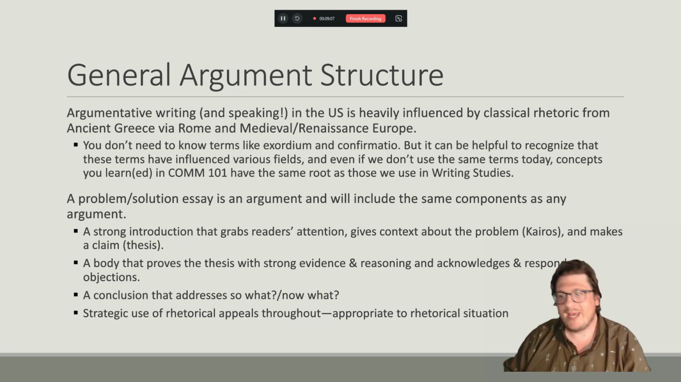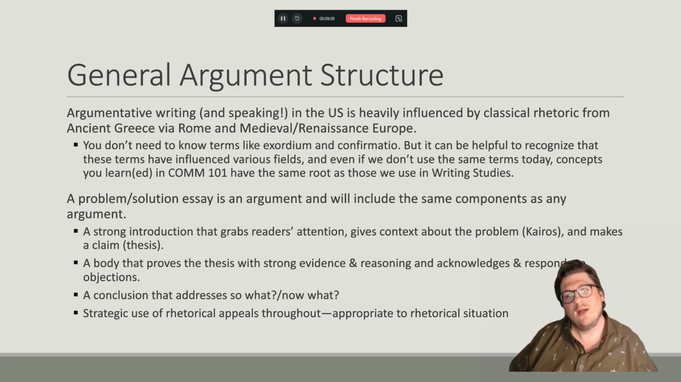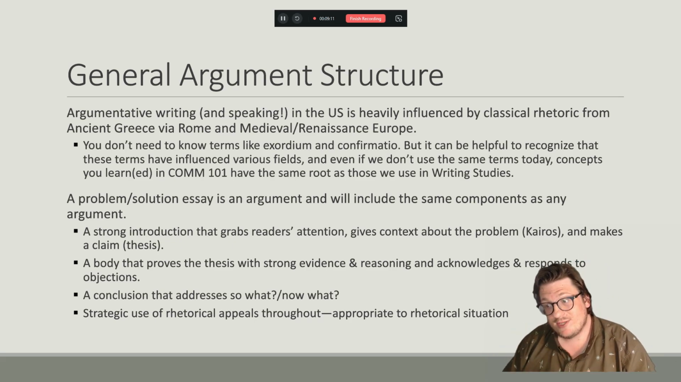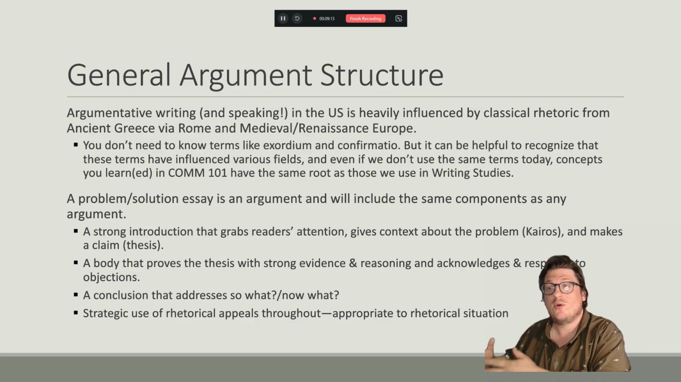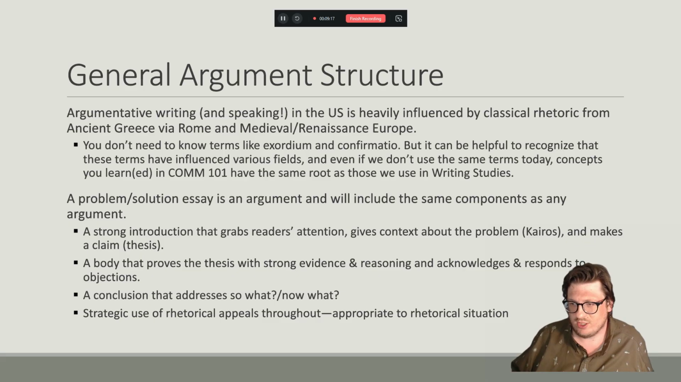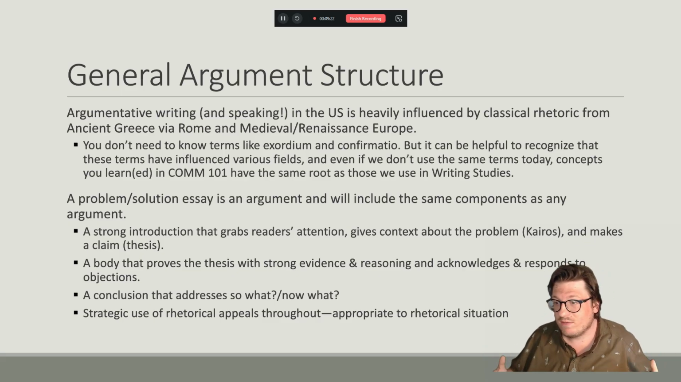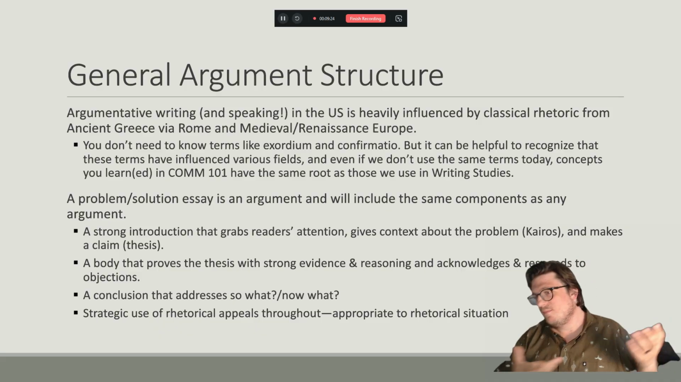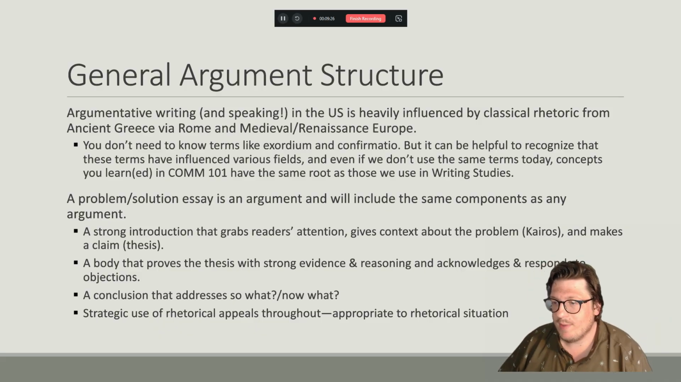And then it needs to make a claim. That's what we call the thesis, right? This is what the problem is, and here's what we should do in order to fix it. That's what your thesis should look like. Nurse burnout is a huge problem in the medical field right now, and blank is how we might combat it.